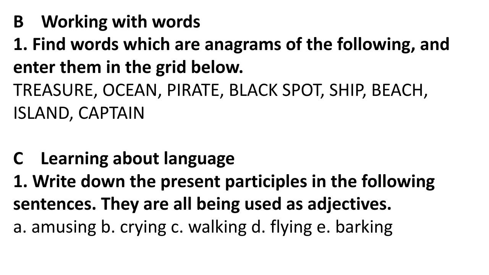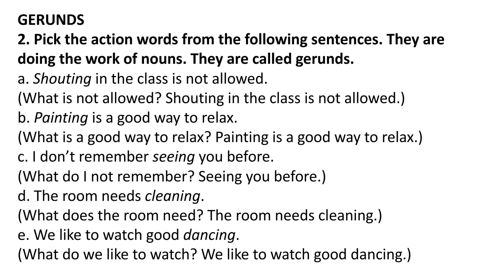We saw the boy walking down the road. Walking is a present participle. The flying ducks were shot by the hunter. Flying is a present participle. The man was frightened by the barking dog. So barking is a participle here.